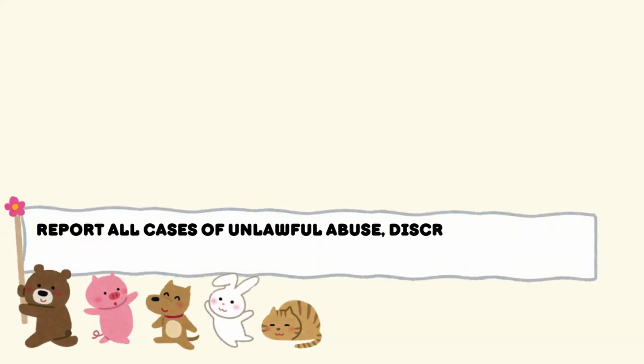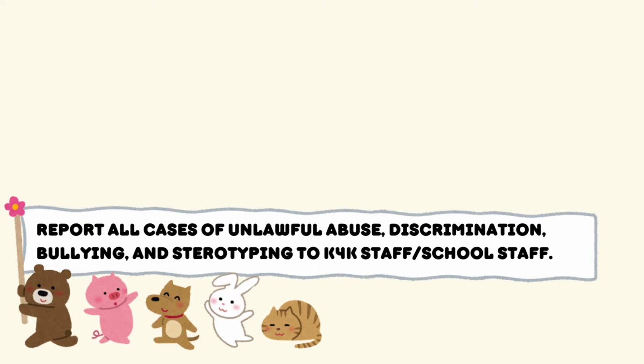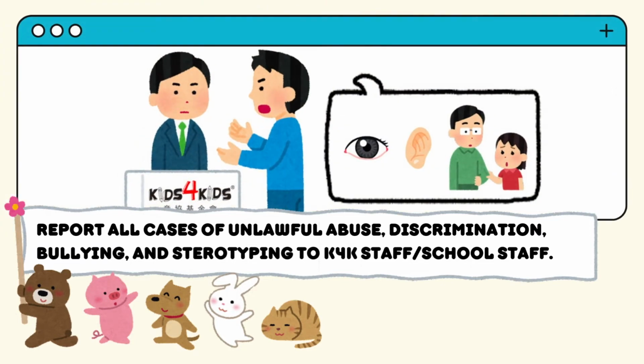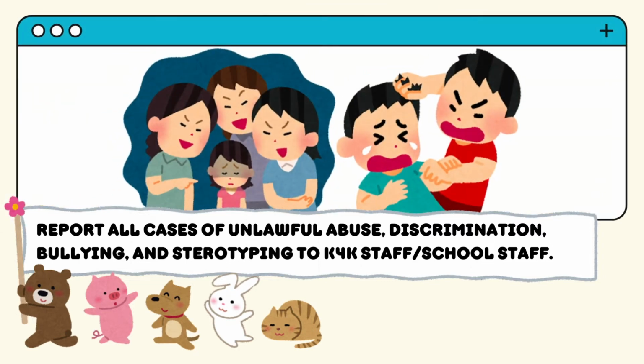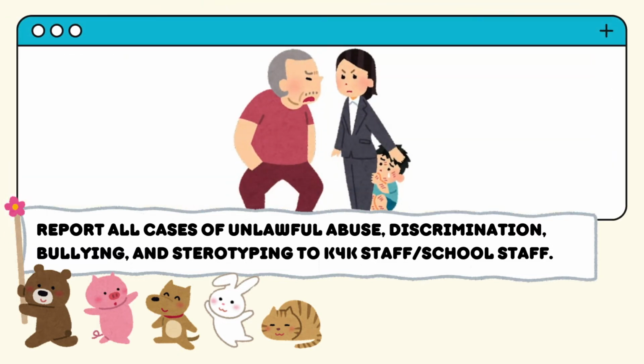Furthermore, report all cases of unlawful abuse, discrimination, bullying, and stereotyping to Kids4Kids staff and school staff. It is compulsory for us to report when we hear or see anything, or if the children come to report any form of abuse. We all have a responsibility to support children who are bullied and make appropriate provision for their needs. Timely reports can help us to intervene in the situation before it worsens.